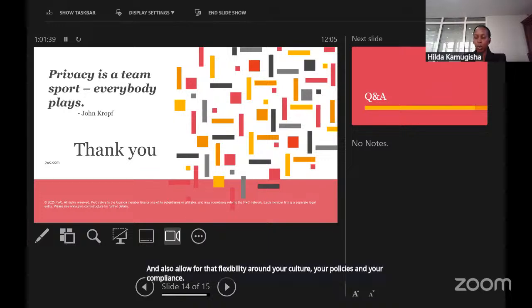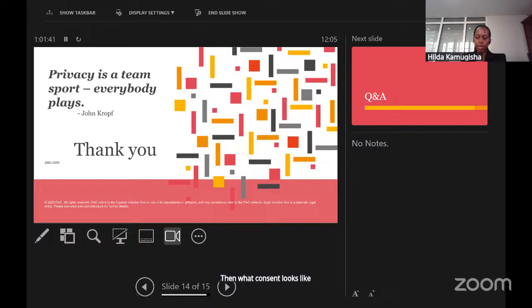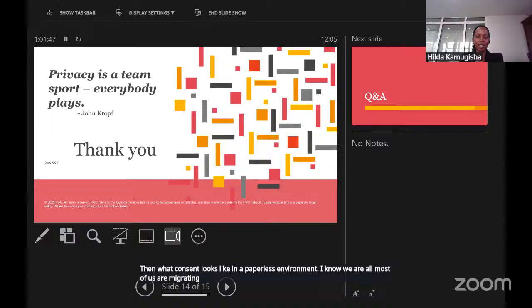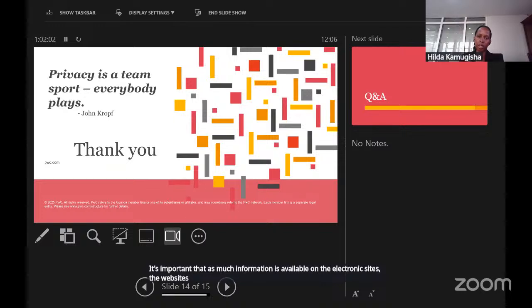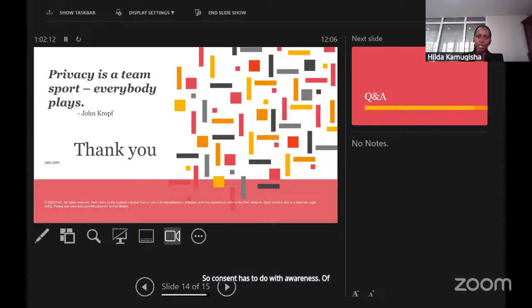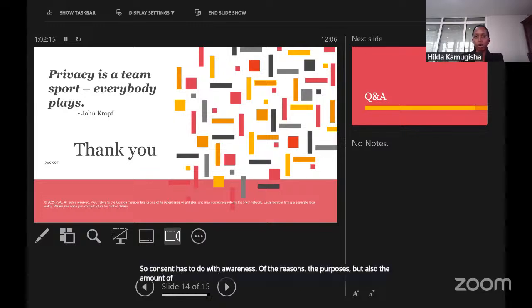Then what consent looks like in a paperless environment. I know most of us are migrating online, and many of the government entities have gone online. So when it comes to consent in a digital space or paperless environment, it's important that as much information is available on the electronic sites, the websites, but also at every transaction step. So consent has to do with awareness of the reasons, the purposes, but also the amount of data that you're collecting or processing.